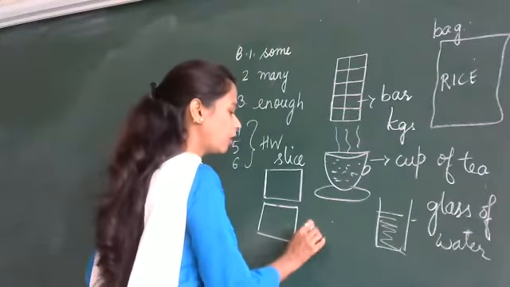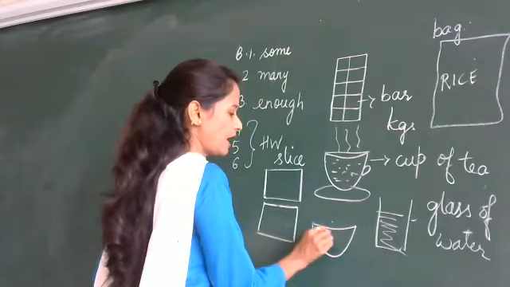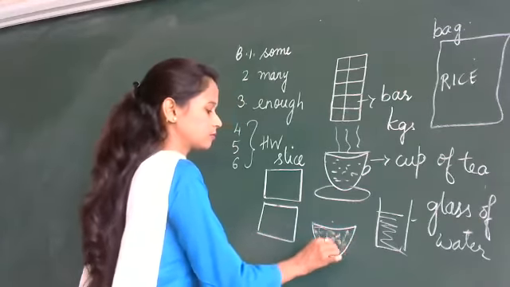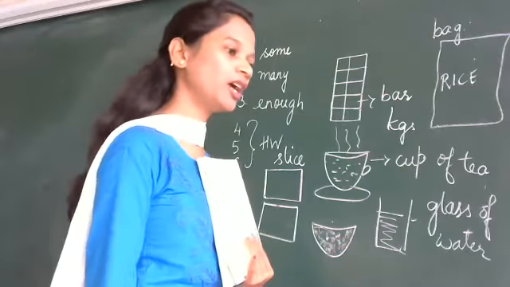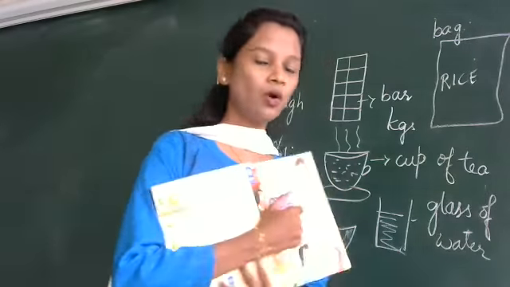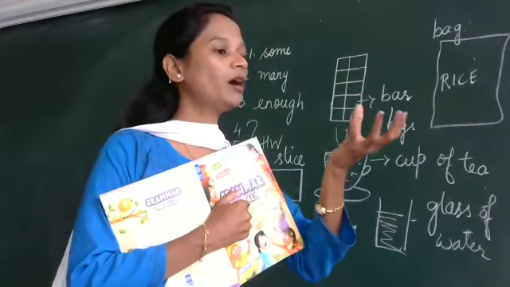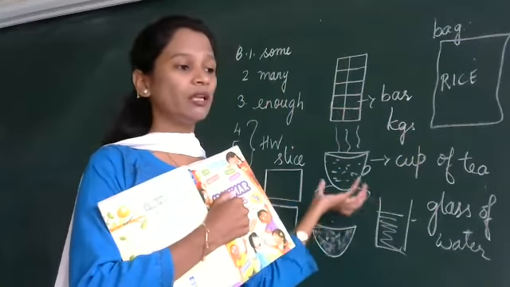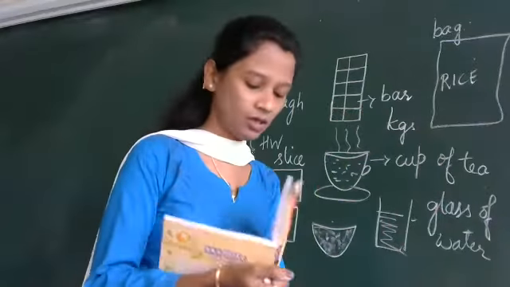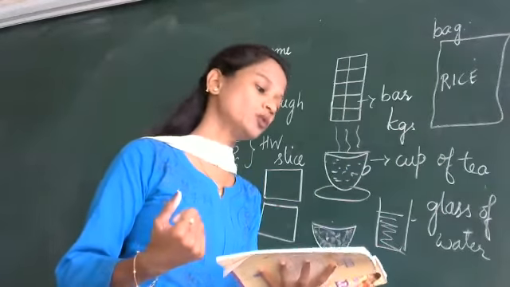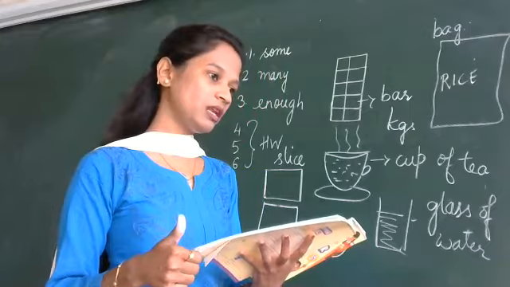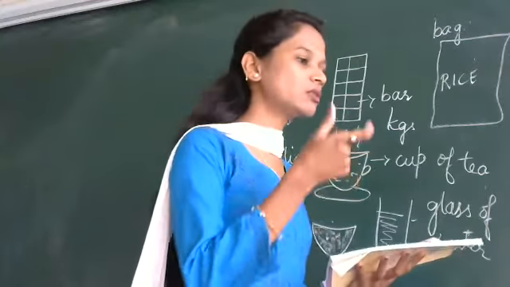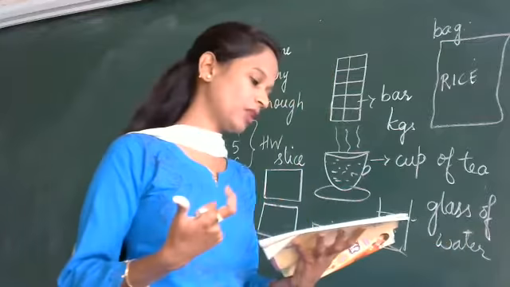Then the next one is bowl of curd. This is my bowl and I have curd. What is curd? Curd means dahi. Yes, dahi. So if the curd is in a bowl, it's called a bowl of curd. Then can of juice. Is it clear? So all these have certain expressions or certain forms of calling them.